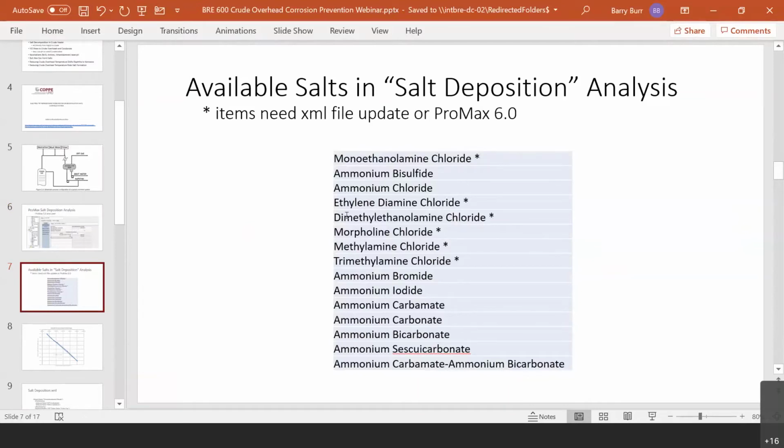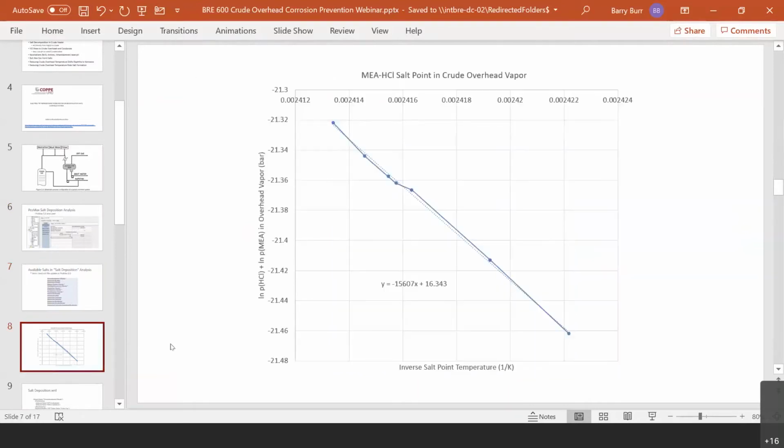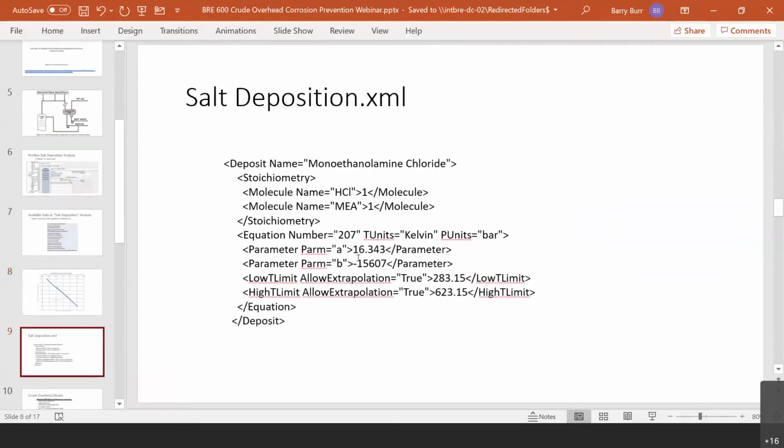From that paper, there were data for salt points versus concentrations of hydrogen chloride, and in this case, MEA. So here you can see sort of what I did. I found the compositions as a function of the inverse of the salt point temperature, and I plotted these, and I used the slope and the y-intercept from this regression, and I placed them into this equation. This is the format of that salt deposition.xml file.